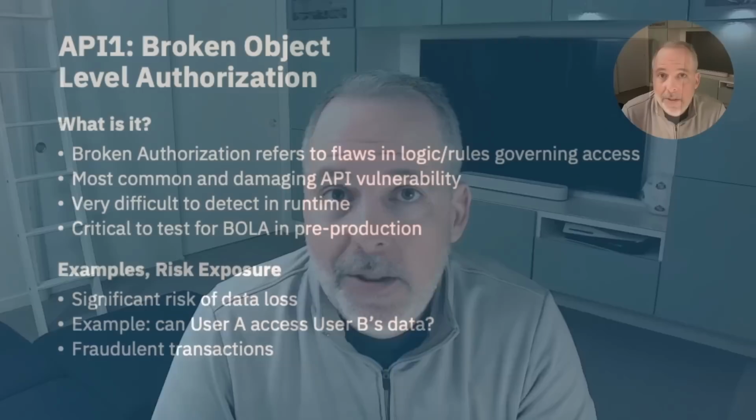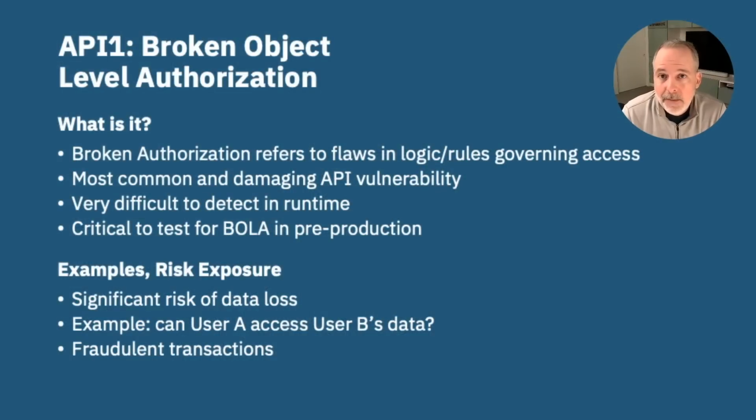Okay, let's start with OWASP number 1. This is known as Broken Object Level Authorization. You'll hear it called BOLA quite a lot. It's number 1 for a good reason. It was number 1 in the 2019 list and also in the 2023 list. It's one of the most dangerous and difficult to detect threats.